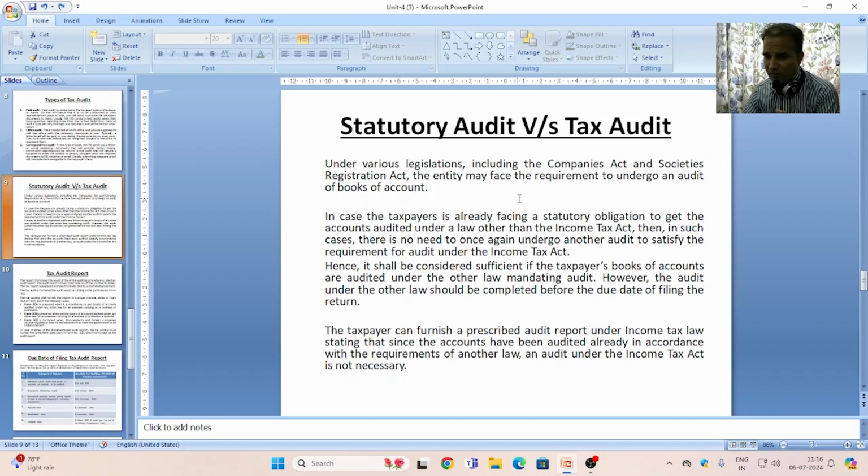When we relate the tax audit with statutory audit, we find that if any audit has been conducted in the business or profession that is required or compulsory under any other law, then the taxpayer can furnish a prescribed audit report under income tax law, stating that since the accounts have already been audited in accordance with the requirements of another law, an audit under the Income Tax Act is not necessary.